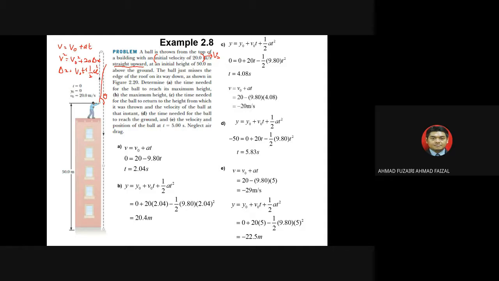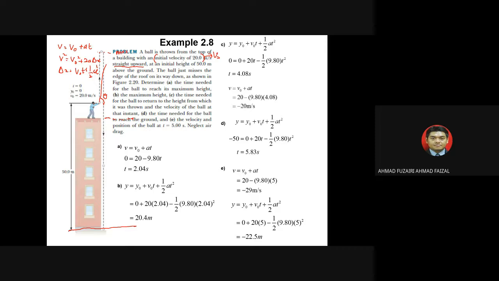So, an initial height of 50 meters. Why 50 meters? Because of the height of the building plus the height of this man. 50 meters above the ground, so basically this is your ground level. The ball just misses the edge of the roof, meaning that this is the edge of the roof, on its way down. This man throws the ball straight upward and then the ball reaches the maximum height.